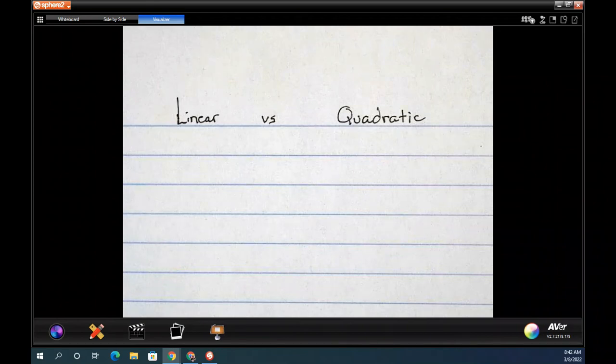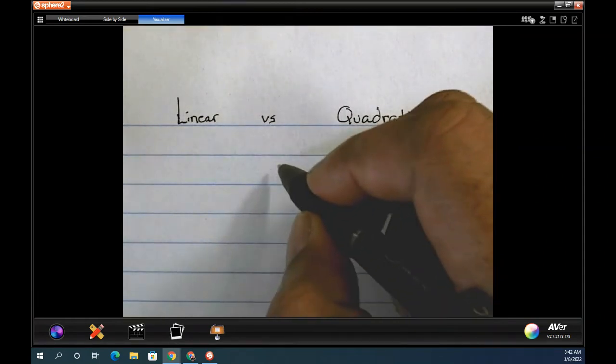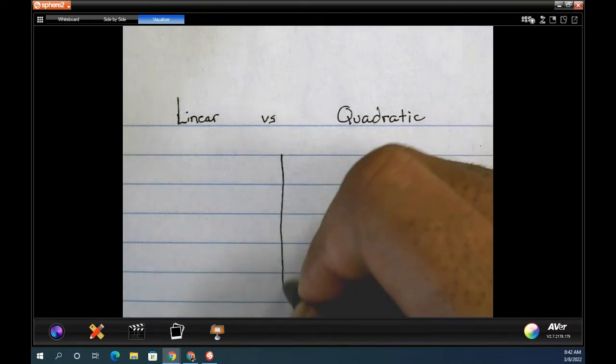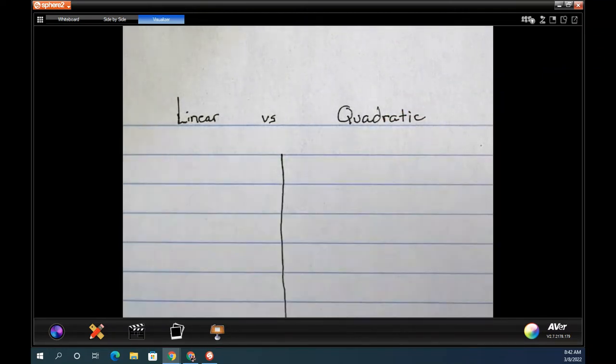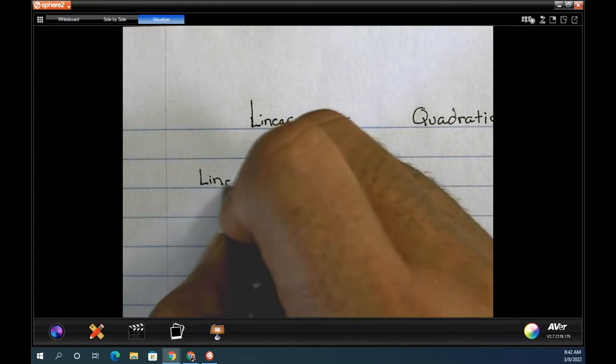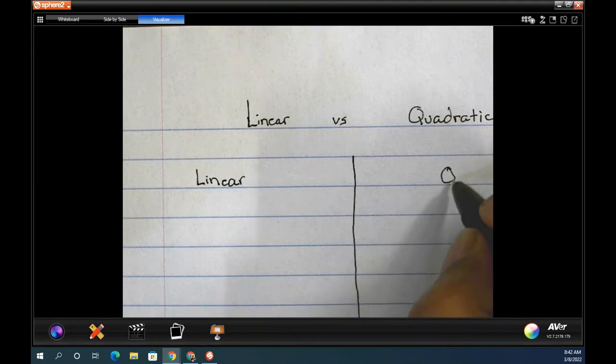All right, linear versus quadratic. We've been dealing with linear all year. Now, here's what you need to do. Just draw a line. We're going to divide these. Okay? On this side, we're going to write the linear stuff. And on this side, we're going to write the quadratic.